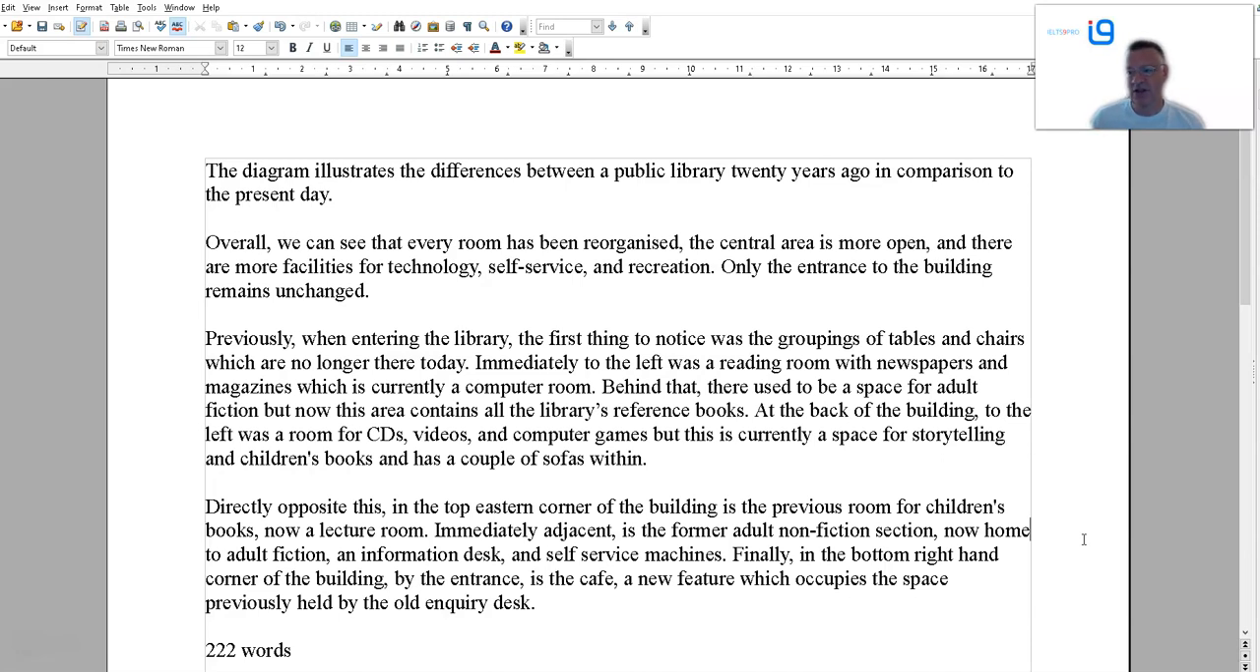What are the features? Right? There's usually 2, maybe 3. So you need to be looking at the big picture. Yeah, what's the biggest? What's the smallest? What's changed? What hasn't? Obviously, here, the main thing, everything's changed except the entrance. You can say it's more open. There's more facilities to that, but the basic thing is every single room's changed. Everything's changed except the entrance into the building.